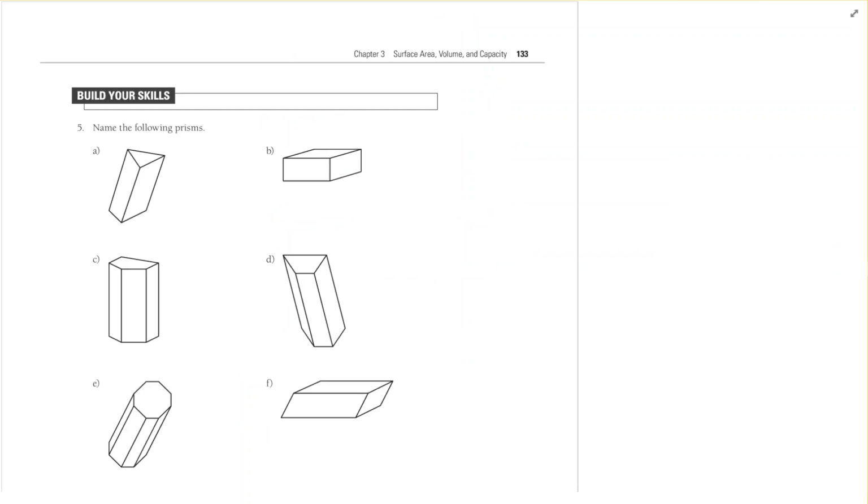Okay, so name the following prisms. Remember, it's going to be the name of the base. So this one, it's going to be something to do with a triangle, right? And it's going straight down from it, so it's going to be right. So this is going to be a right triangular prism.